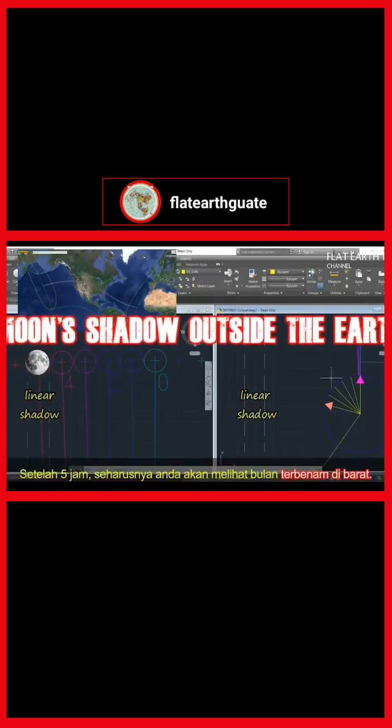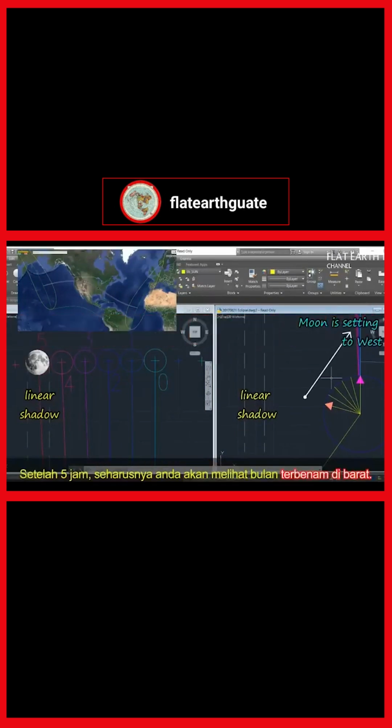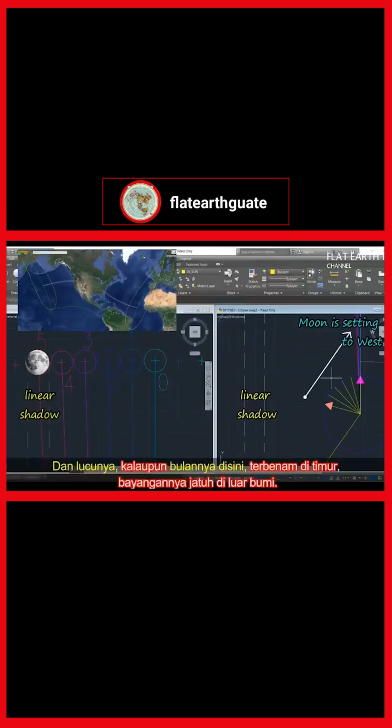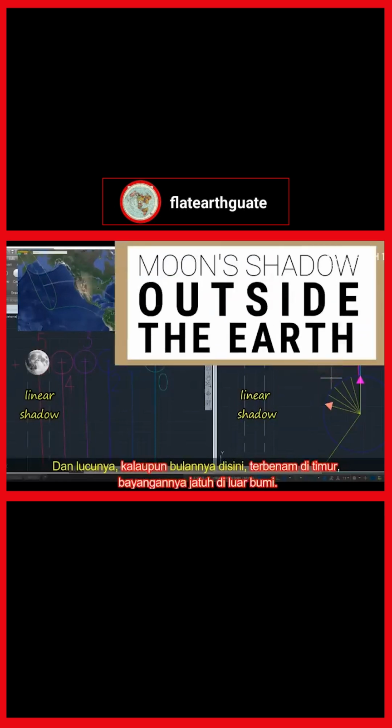After 5 hours, you will see the moon setting to the west. In reality, you don't see the moon over here, setting in your east. The moon is over there, near the horizon, setting in the west. The funny thing is, even though the moon is over here, setting in the east, the shadow will fall outside the Earth.